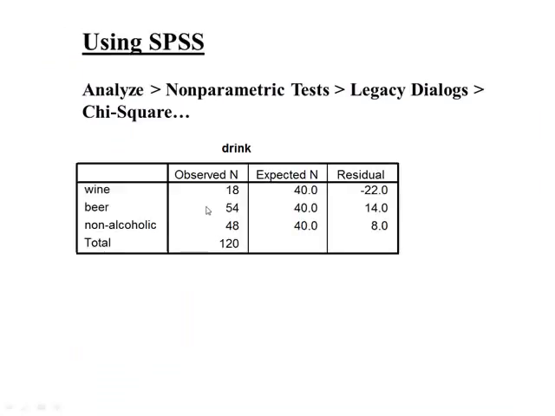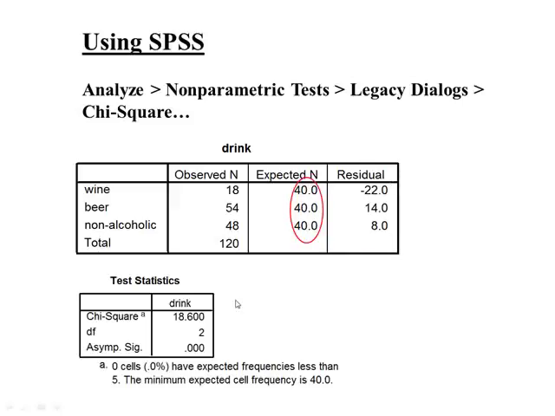So here it shows us our observed values, our expected values if the null hypothesis is true, and this last column is the residual, or 18 minus 40, 54 minus 40, and 48 minus 40. So this can come in useful if you're trying to check a chi-square by hand. This shows us our actual test statistic. We have our chi-square value of 18.6, which is what we calculated by hand. Our degrees of freedom is 2, and this asymptotic significance represents our p-value.